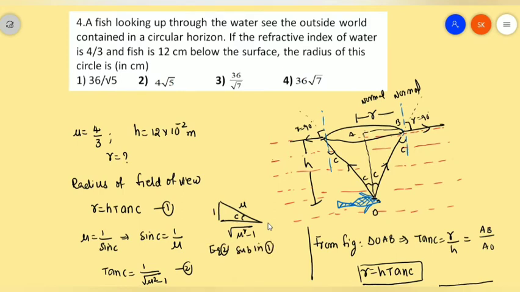Then you will get the R formula. R is equal to H into tan C. Tan C is 1 by root nu square minus 1. Then finally we will get R is equal to H by under root nu square minus 1. This we substituted here.